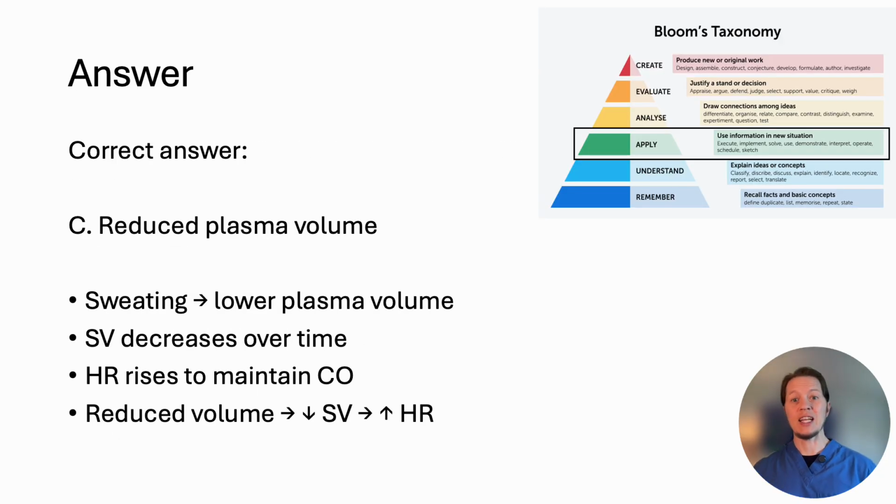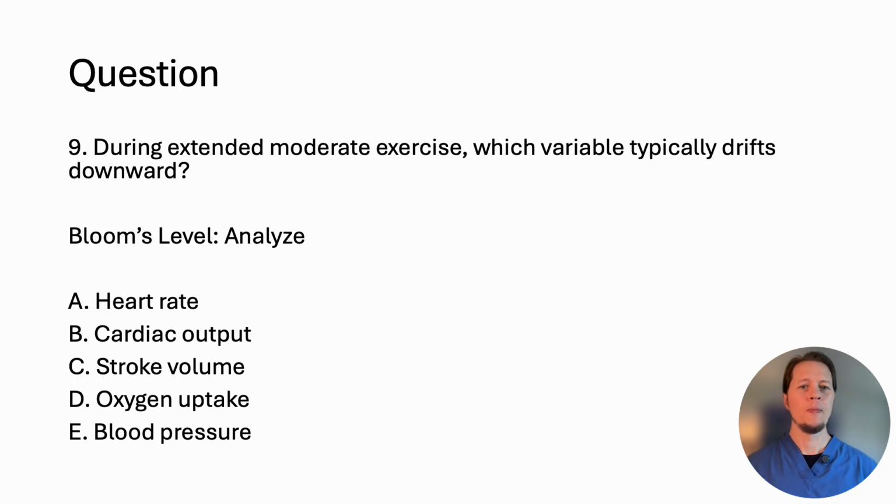So drift is that compensatory heart rate increase to preserve cardiac output, because you are sweating and you are losing your plasma volume, and the only way to maintain cardiac output with that reduced stroke volume is to increase heart rate. Moving up again, but I think you got this.